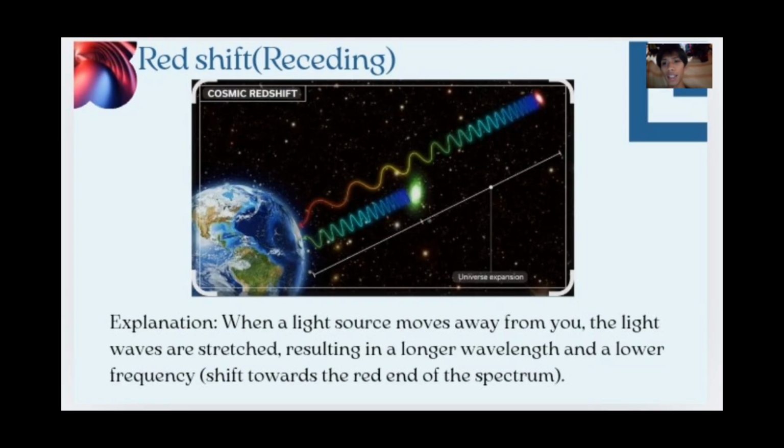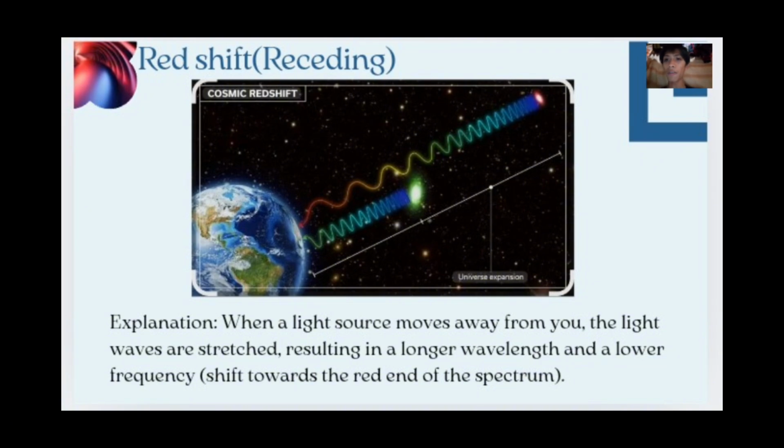Redshift, receding. This slide introduces the idea of redshift. Redshift happens when a light source is moving away from us. As the source moves away, the light waves get stretched out. The stretching makes the wavelength longer and the frequency lower. Since red light has longer wavelengths compared to blue light, we say the light is shifting towards the red end of the spectrum. This is why it's called redshift. A common example is when galaxies move away from Earth. Their light appears redder than if they were at rest.